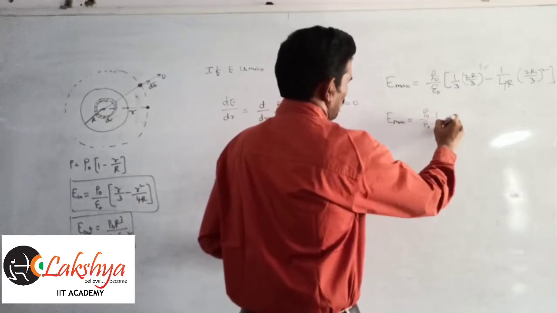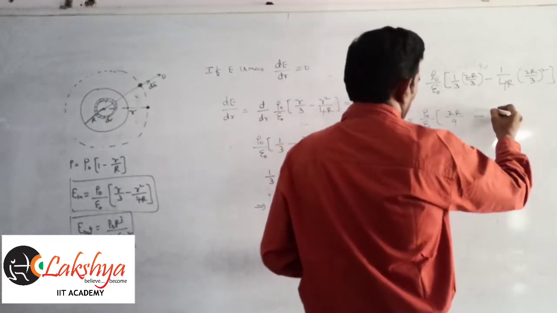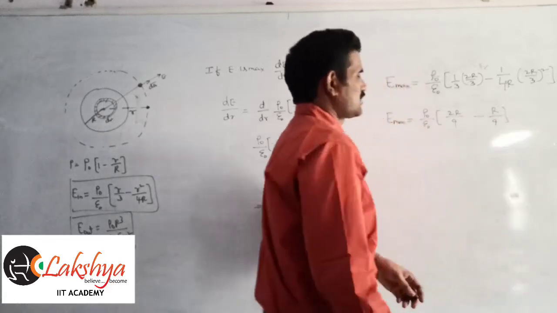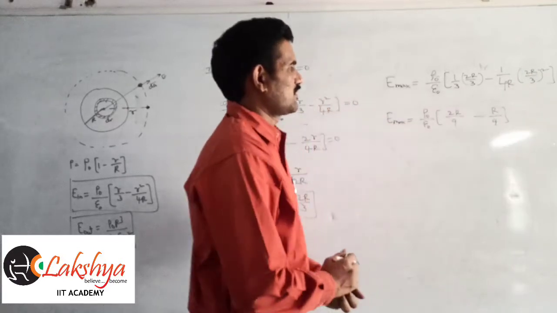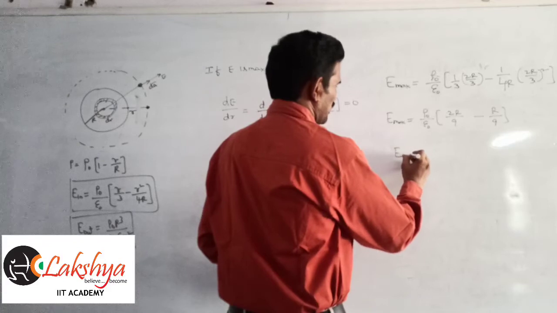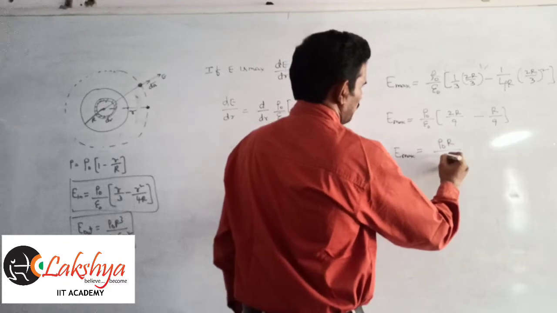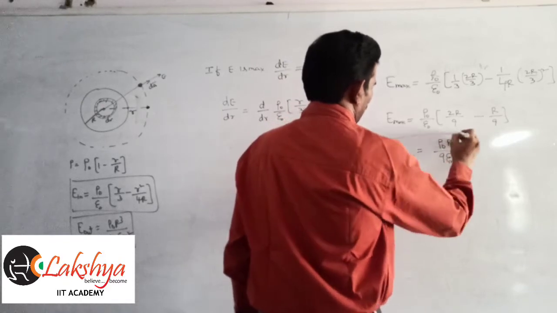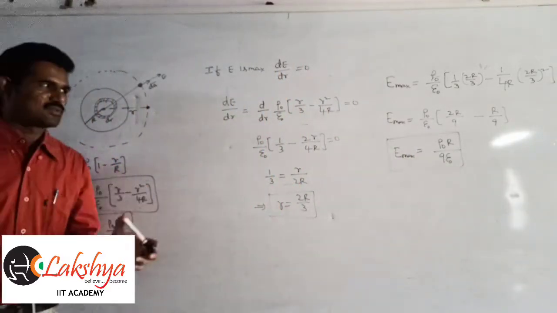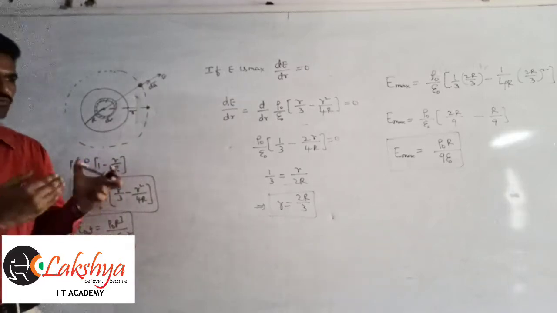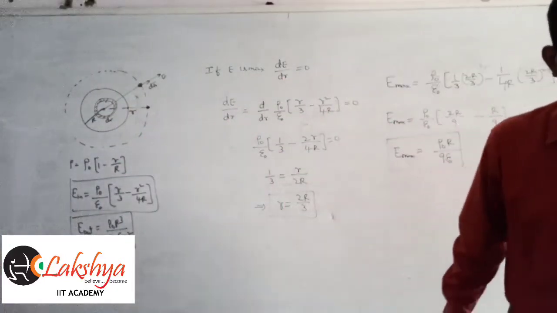So rho naught by epsilon naught, this will be 2R by 9 minus R by 9. Here you will get 4R square, then 4R will be cancelled, and only 3 square will be 9. And therefore this E maximum value I can write as rho naught into R by 9 epsilon naught. So this is the maximum electric field. It is a way of finding the maximum electric field when the charge density is variable. So we can find inside or outside, and we can find the maximum values like this, right? So note this.